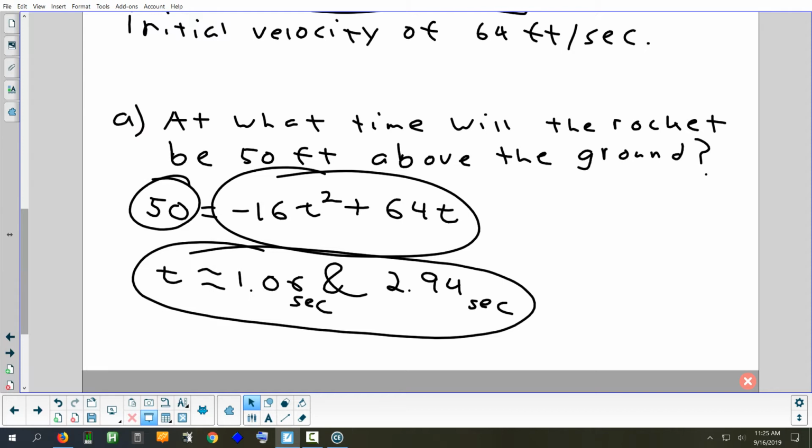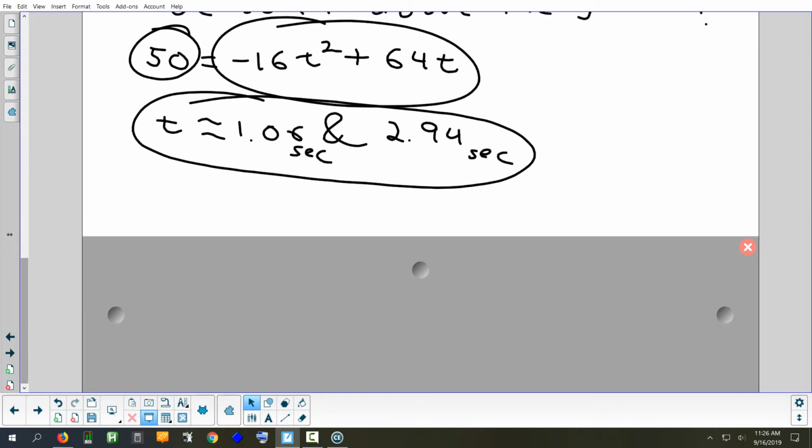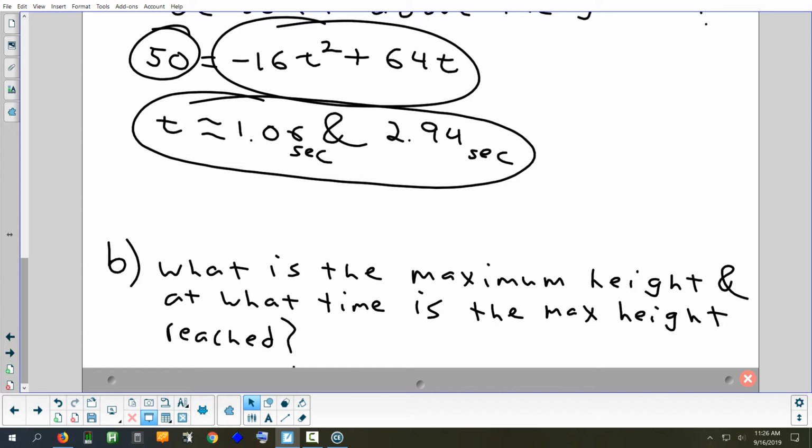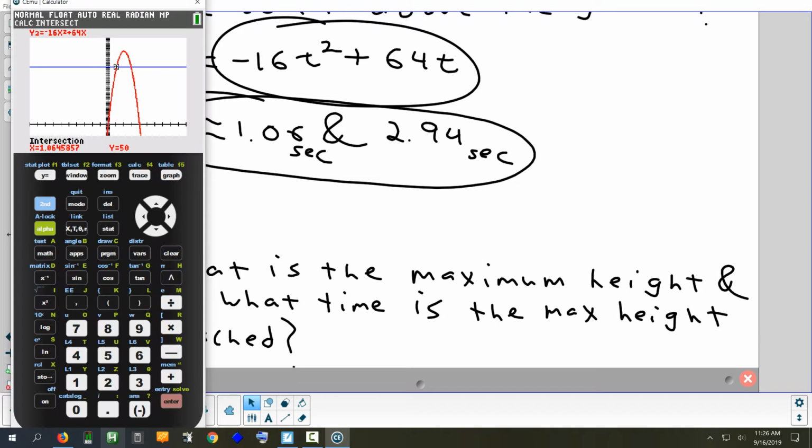Perfect. And these are the two answers you would have gotten with the quadratic formula, plus or minus. That's where the two answers would come from. All right. What is the maximum height, and at what time is the maximum height reached? All right, so let's go back to our graph. You can really ignore the line in blue. If you want, you can get rid of it.